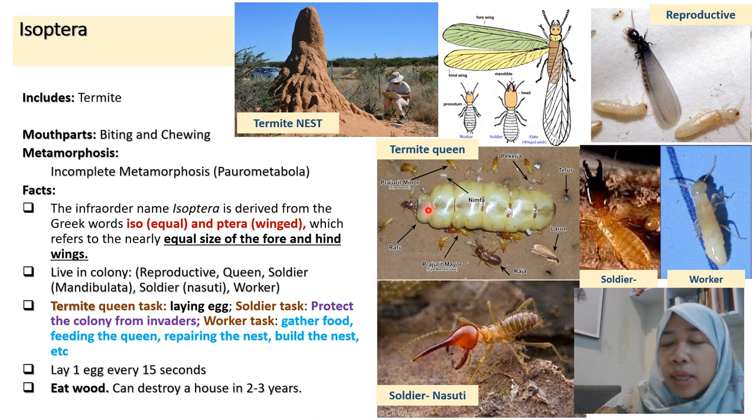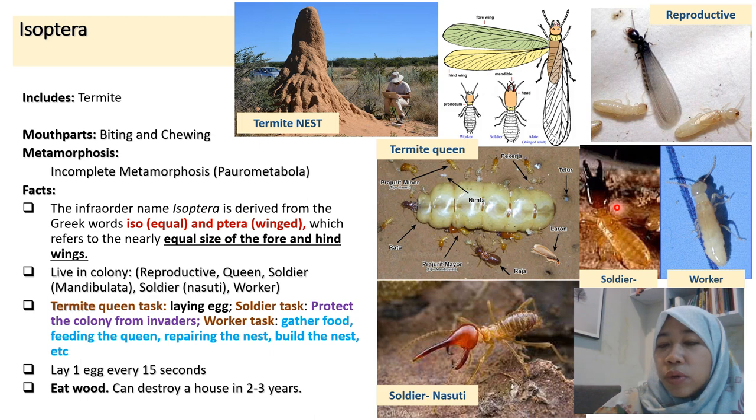This termite queen cannot move. How to eat this insect? So the caste of workers is feeding this queen, and another caste is for building the nest. This is the worker. Its function is building the nest, feeding the queen, and then repairing the nest, and others.